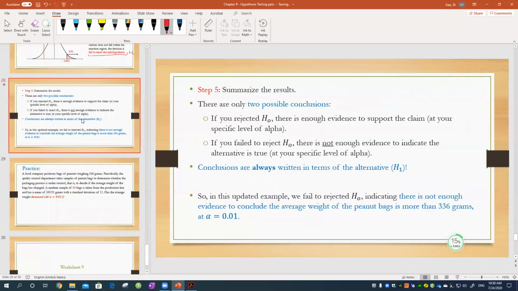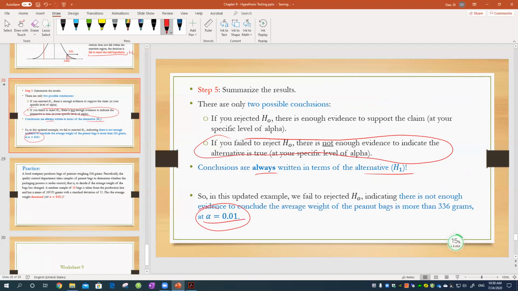After we have that decision, the conclusion will be based on the decision. If we fail to reject the null hypothesis, there's not enough evidence. We're under this scenario, so always in terms of H1. In this updated example, we fail to reject the null hypothesis, indicating there is not enough evidence to conclude the claim. The claim is that the average weight of the peanut bags is more than 336 grams at alpha equals 0.01. This is important: always include this alpha level in the conclusion of the hypothesis testing.